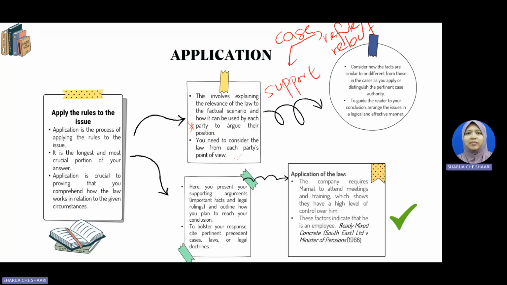Here it will guide me as a reader to know whether you are on the right track. So it is good for you to arrange your answer accordingly. If the discussion is too long, then you have to break it up into several paragraphs. Then the application of law: what you can say is that Mamat's company here requires Mamat to attend. Therefore, it shows that they have a high level of control. These are the factors in slide 4, the test and the factors as laid out by Ready Mixed. So you have to dwell on this. It's very lengthy.